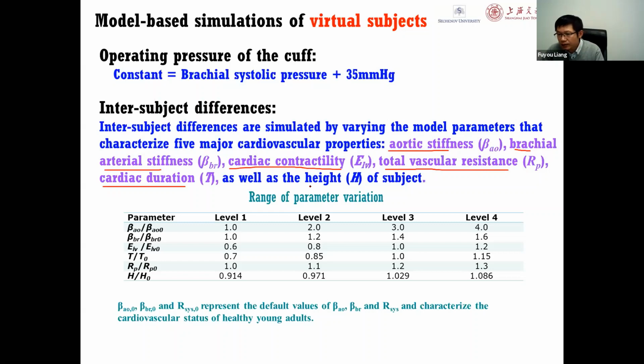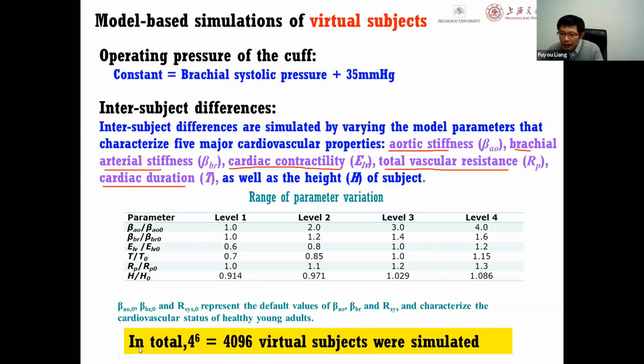Also, we take into account the height. You know, everybody has his height. There is large variation in height among subjects. So then for each of these parameters, we set a certain range for it. In this way, we can simulate about 4,000 virtual subjects based on the variation of these parameters.